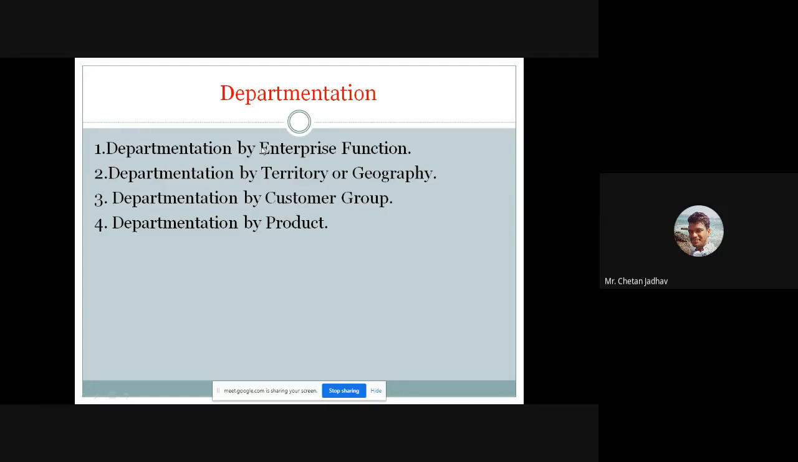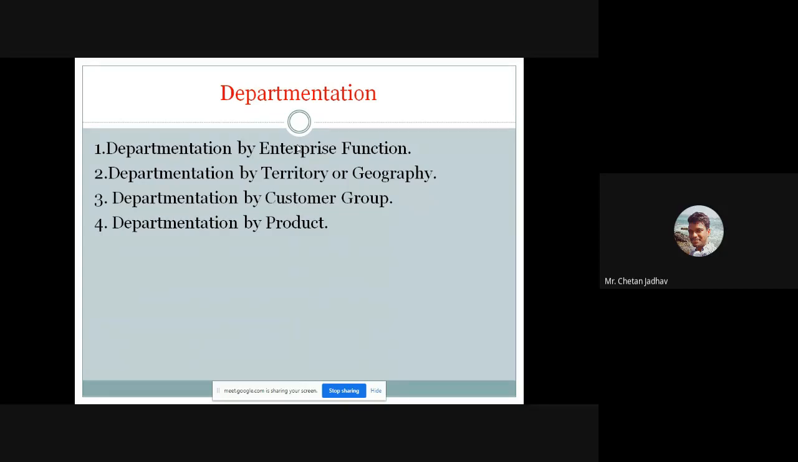Okay, meaning by enterprise function, they will divide their departments by function. Suppose we take the example of any one manufacturing company, say Tata Motors. Tata Motors will be producing different types of vehicles like two-wheelers, three-wheelers, four-wheelers. In producing those vehicles, they need a design department, production department, inspection department. Likewise there are n number of departments, so they will go for departmentation by enterprise function. Meaning they will divide their departments like design department, then production, manufacturing, then inspection. This way they will divide this type of department. So this is called departmentation by enterprise functions.